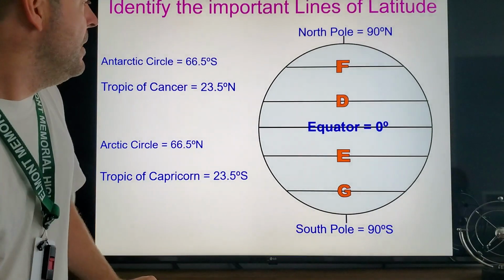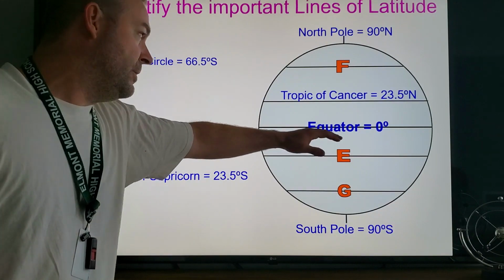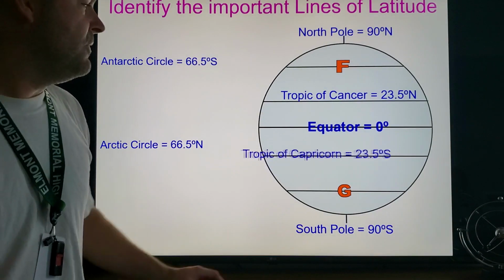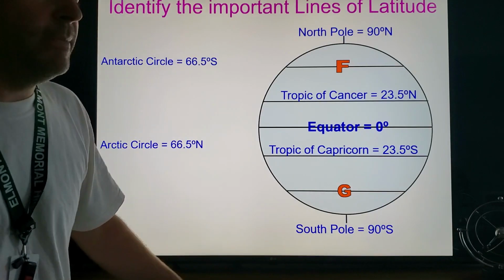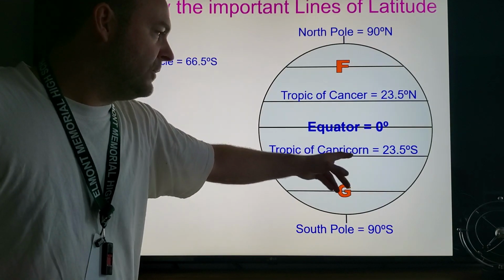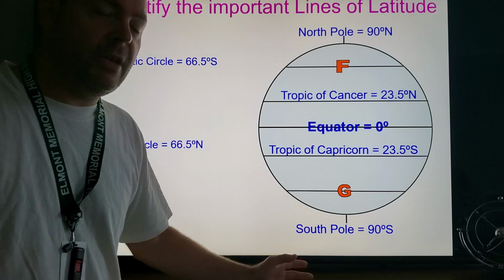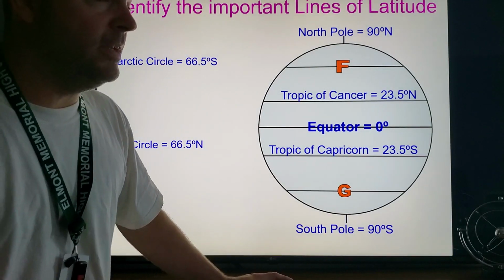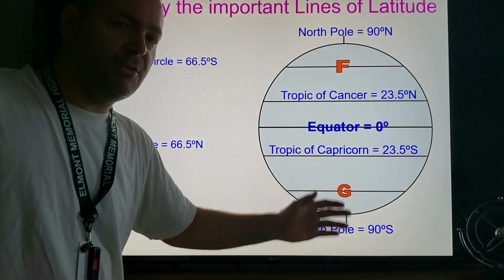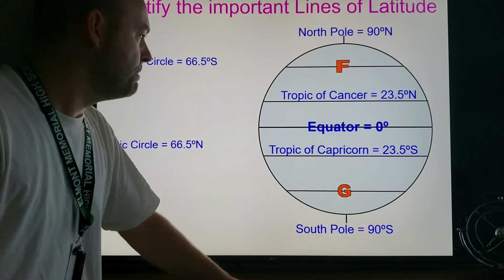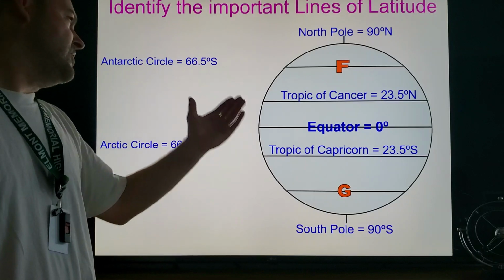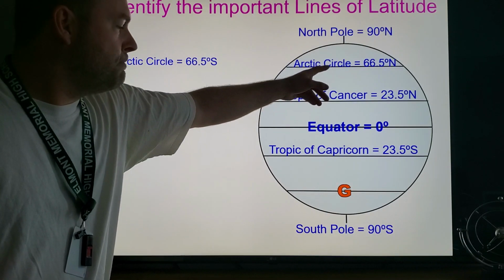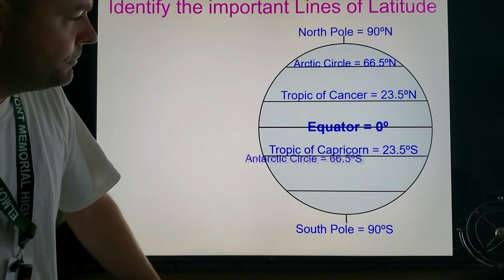Where are they? The Tropic of Cancer is in the northern hemisphere, 23.5 degrees north, and the Tropic of Capricorn is in the southern hemisphere. These names probably look familiar if you know your zodiac signs. This has to do with the position of the sun at different times of the year, and yes, that does relate to the zodiac as well. And then the Arctic and Antarctic Circle: Arctic Circle up here and Antarctic down there.